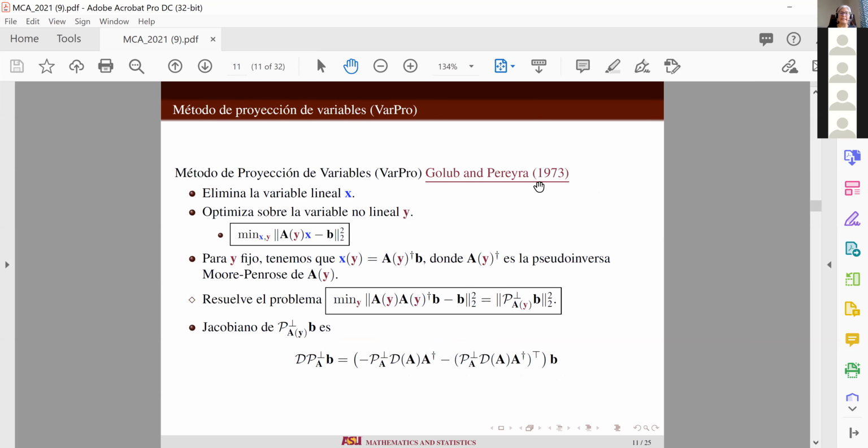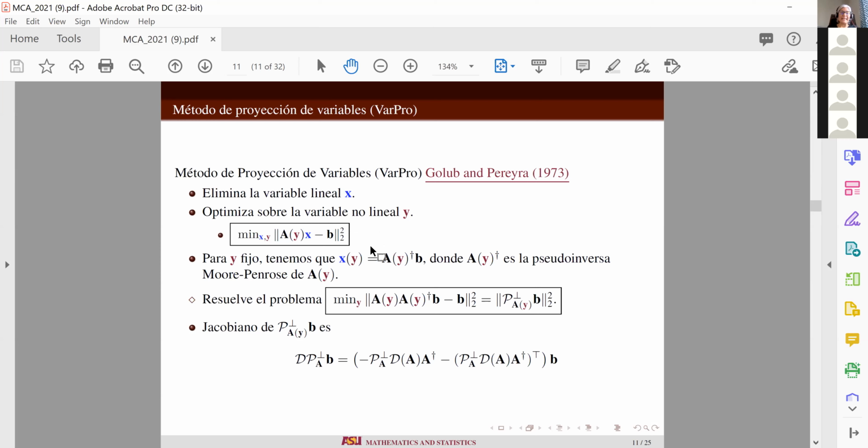That's the only thing I want you to really remember from this slide. All right, so in 1973, Golub and Pereira came up with what is called the variable projection method to solve this very special problem. Well, it wasn't actually exactly this problem. They were looking at other problems, but basically it can be applied to this problem. And they noticed that if y is fixed, for x this is still a linear problem. Yes, it is nonlinear for y, but for x it is linear.